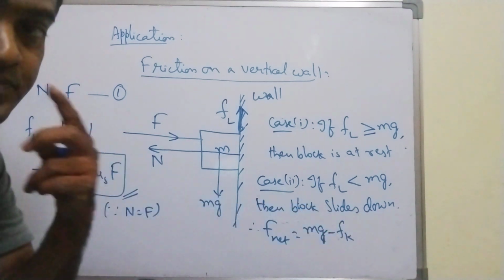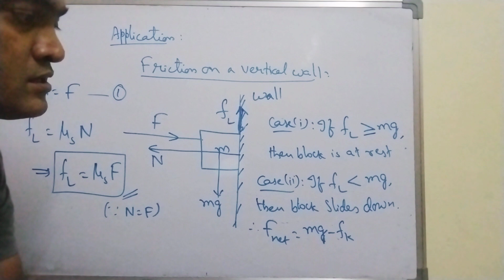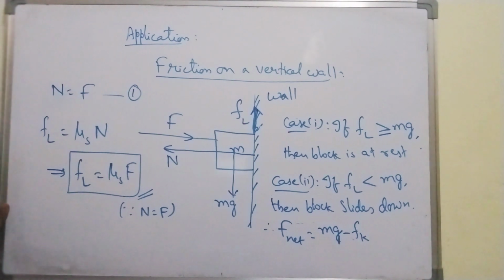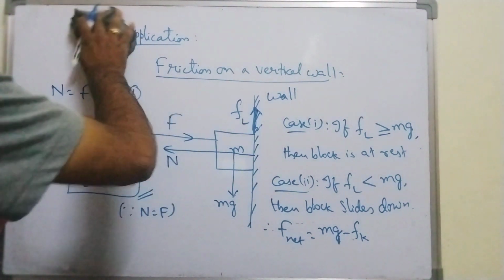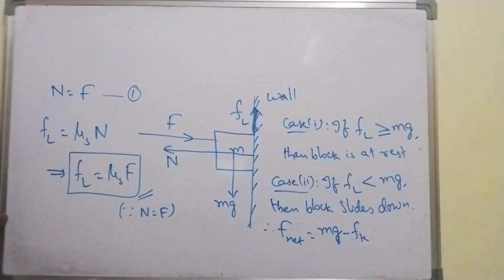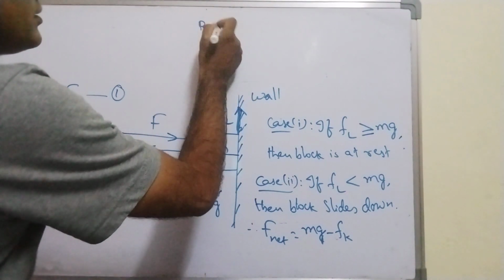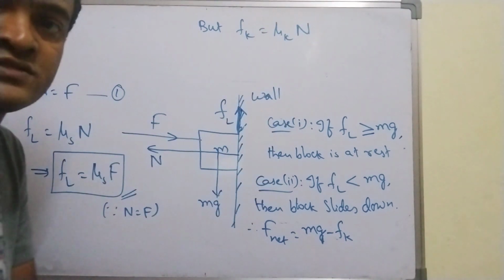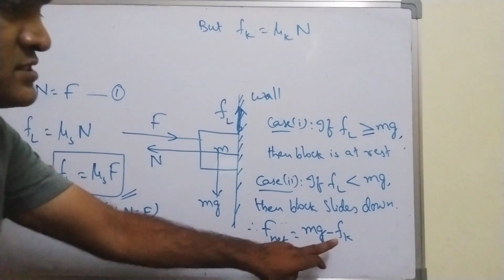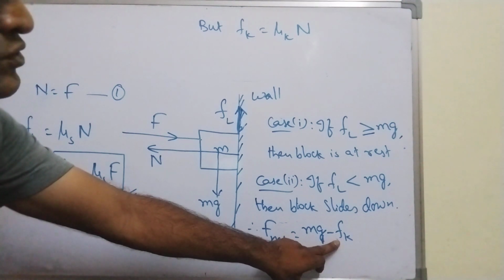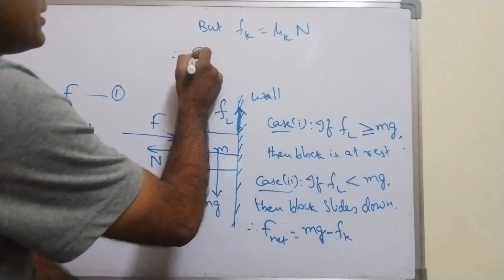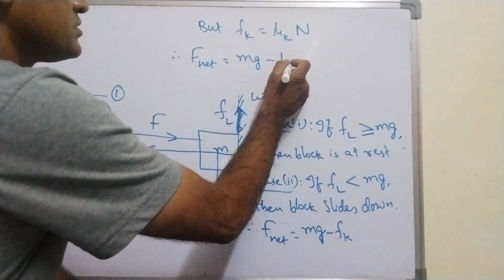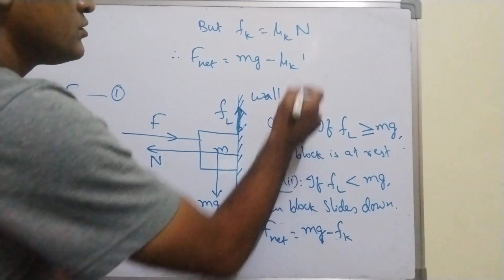Now immediately that limiting friction has changed to kinetic friction, right? So mg minus Fk. But what is the formula for Fk? Fk is equal to mu k into N. This is the formula we have mathematically. So let me substitute the Fk value as mu k into N. Therefore, net force is equal to mg minus mu k into N.